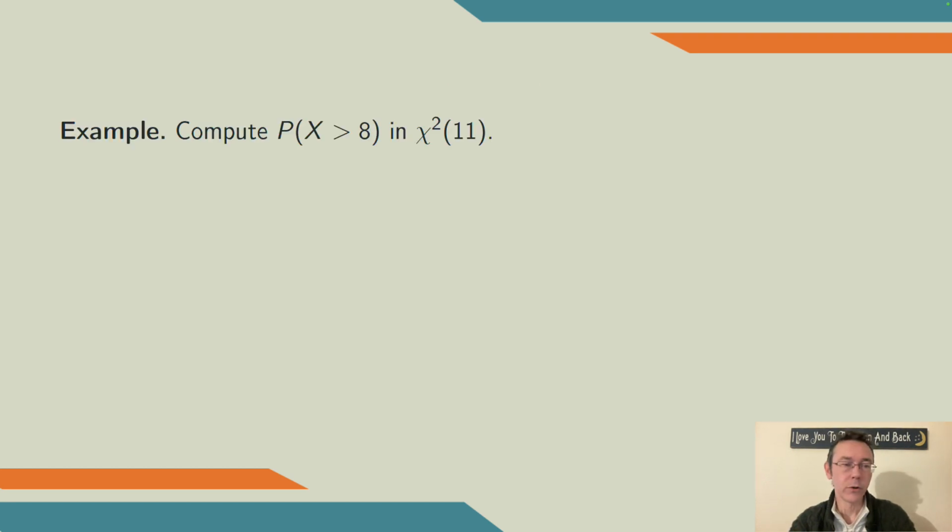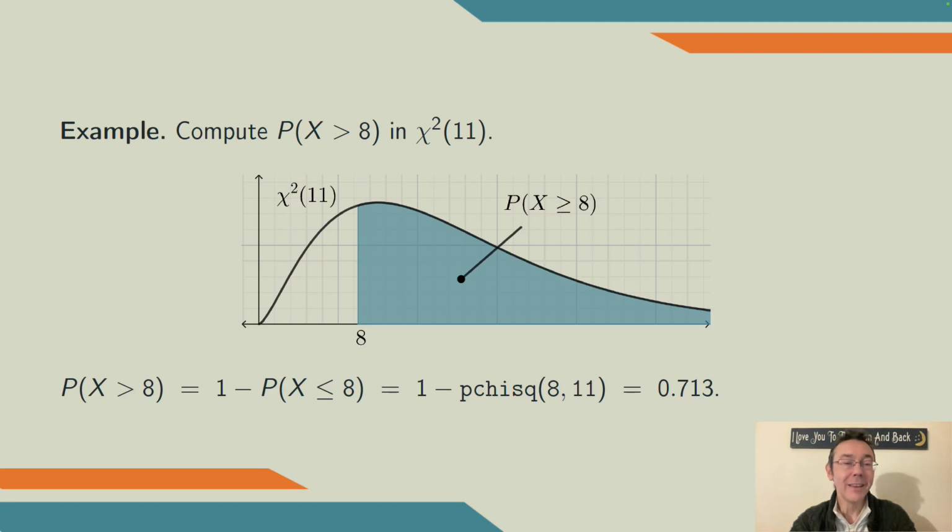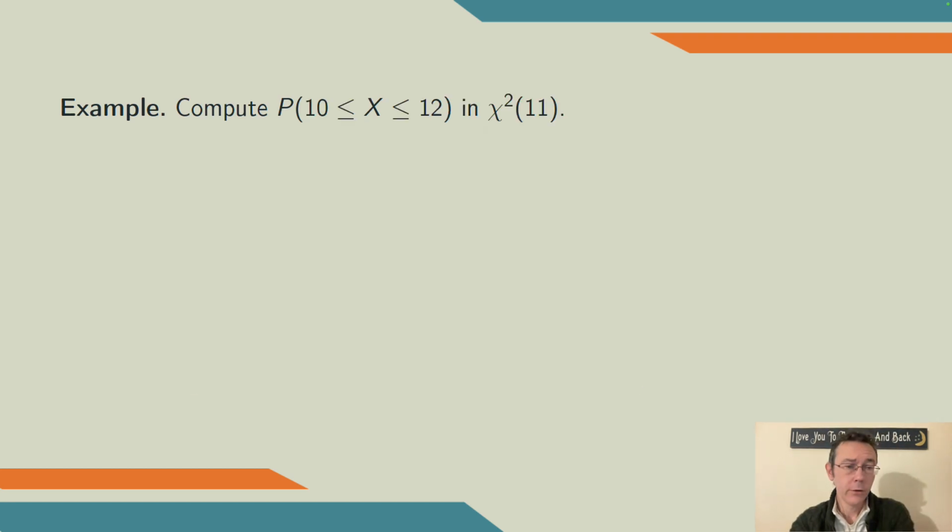All right, here's one for you to try. Compute the probability that x is greater than 8 in chi-squared of 11. I recommend trying this before advancing to see my solution. So we know the CDF, the probability that x is less than or equal to 8. We're going to find the probability that x is greater than 8 using the rule of complements: 1 minus the probability that it's less than or equal to 8. That's 1 minus pchisq of 8 comma 11, if we're using R. That's about 0.713.